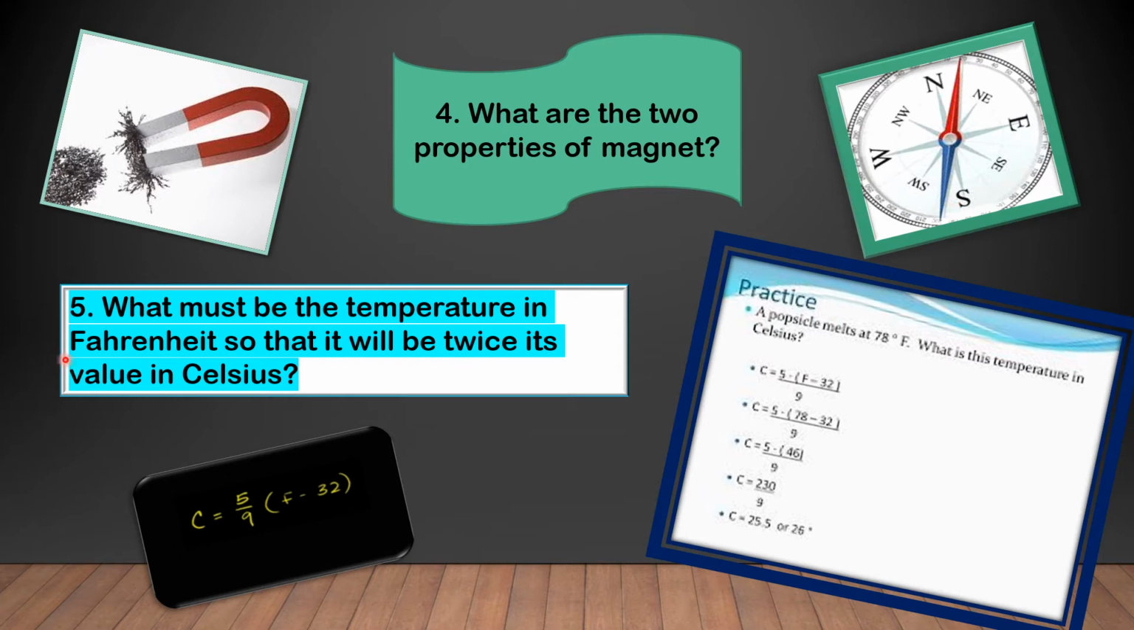Now the next question is, what must be the temperature in Fahrenheit so that it will be twice its value in Celsius? In this question, you have to apply the formula C is equal to 5 by 9 into F minus 32, or else you can say C by 5 is equal to F minus 32 by 9, where C is any temperature in Celsius scale and F is any temperature in Fahrenheit scale.